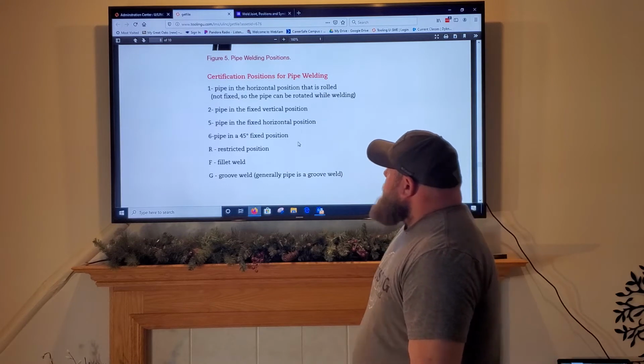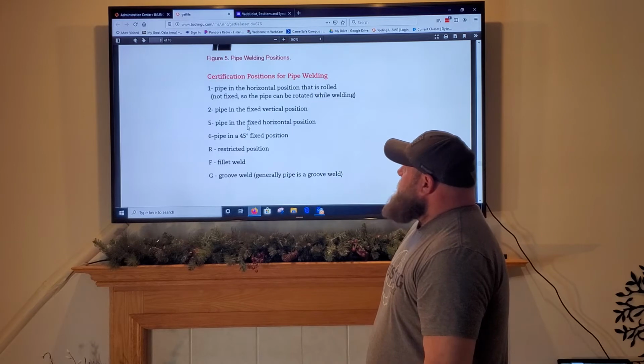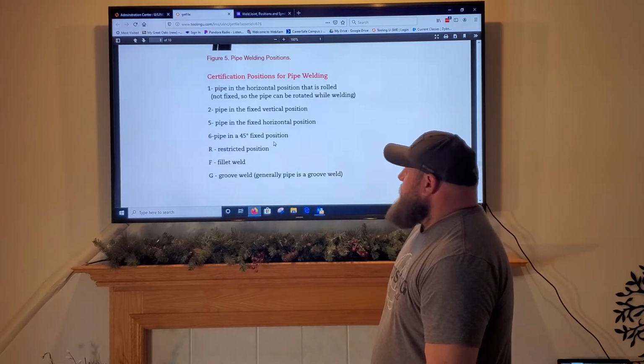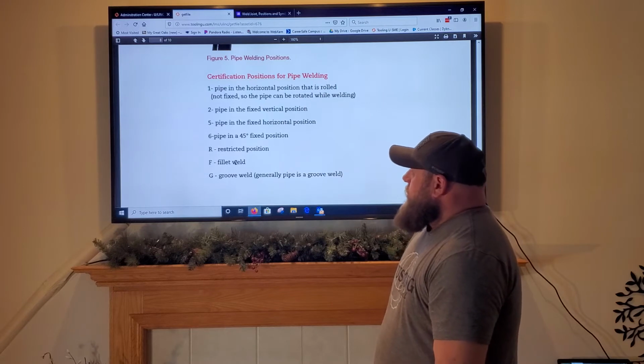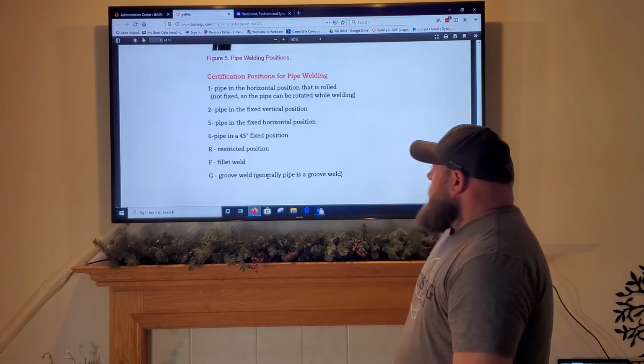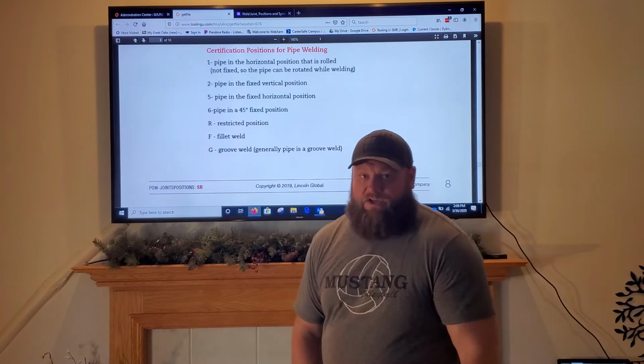2, pipe is fixed in a vertical position. 5, pipe is fixed in a horizontal position. And 6, pipe is fixed at a 45 degree position. R is restricted position. F is fillet weld. G is groove weld. Generally, pipe is a groove weld, unless you're welding a pipe to a flange or a base plate.